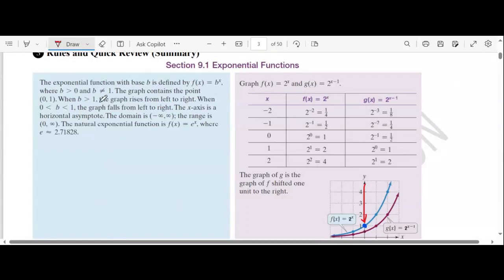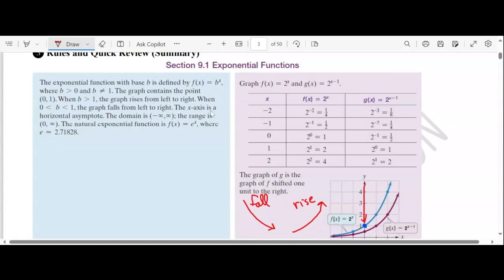When b is greater than 1, the graph rises from left to right. What does that mean? Coming from the left going to the right. When b is less than 1 and greater than 0, the graph falls from left to right, going like this. What does fall mean? Go down. And this is called rise.